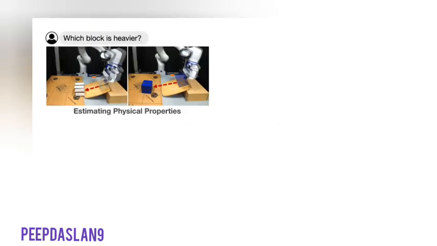We also observe several interesting emergent behavioral capabilities derived from the large language model. Given the question, which block is heavier, VoxPoser can come up with strategies to push blocks off the ramp and measure their traveling distance. The block traveling the furthest is concluded to be the heaviest block.